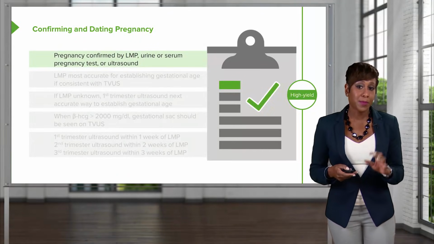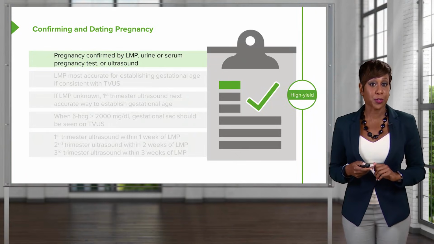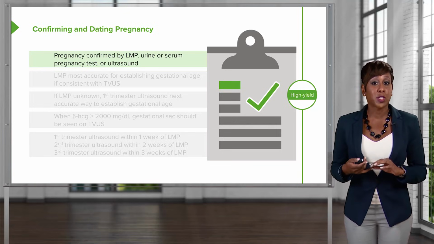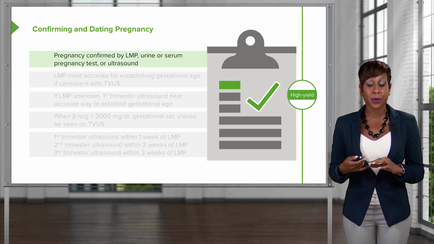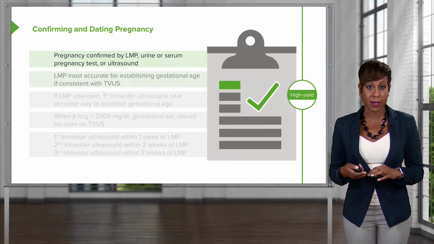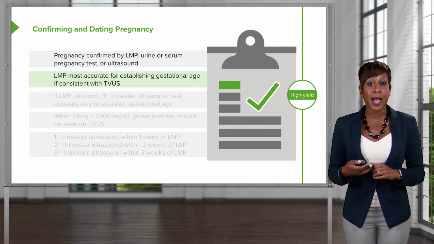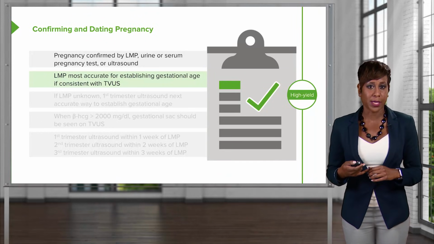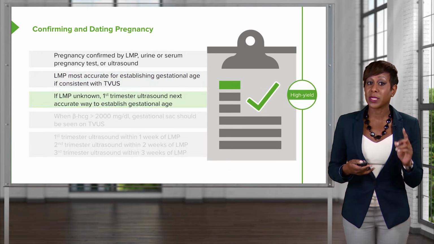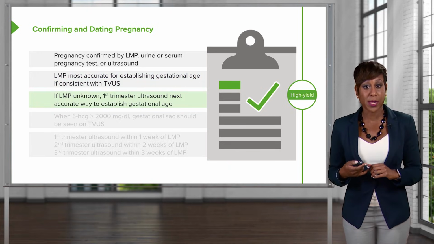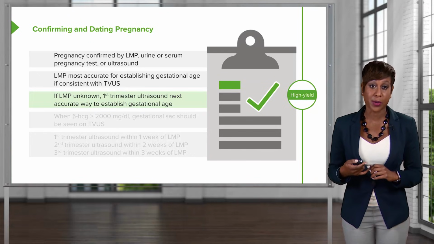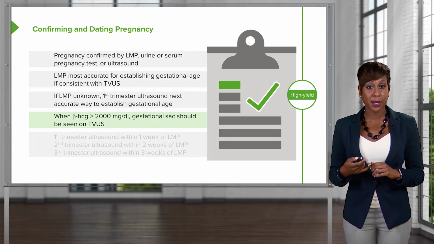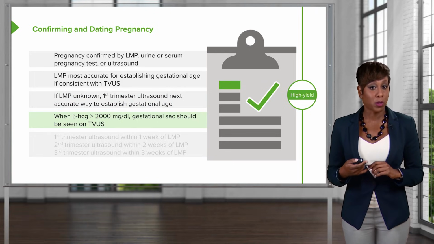So just to recap, this is the high-yield information that you need to know for this lecture, confirming pregnancy and establishing gestational age. Pregnancy can be established by last menstrual period, urine or serum pregnancy test, or ultrasound. The last menstrual period is the most accurate for establishing gestational age if it's consistent with the transvaginal ultrasound. If the last menstrual period is unknown, first trimester ultrasound is the most accurate way to establish the gestational age. When the beta-HCG is greater than 2,000 milligrams per deciliter, gestational sac should be seen on ultrasound.